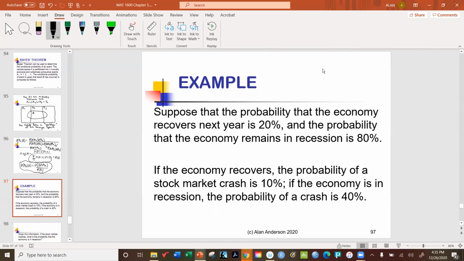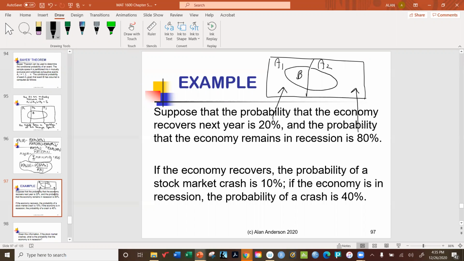Look at this one. Suppose that the probability that the economy recovers next year is 20%, and the probability that we're in a recession is 80%. So this means we have a partition with two events. A1 is 20%, and A2 is 80%. Now, depending on which situation we're in, there's a potential for a stock market crash, which is event B. So B is the stock market crash.